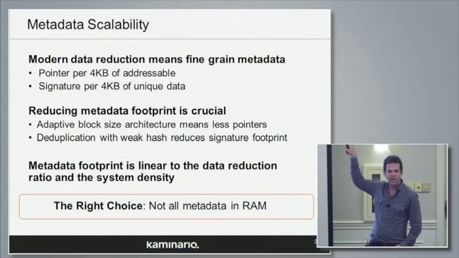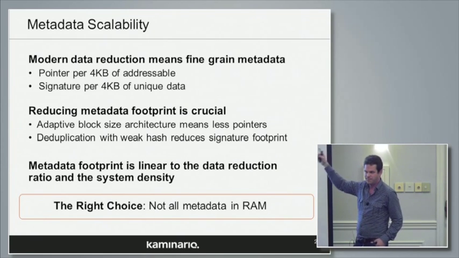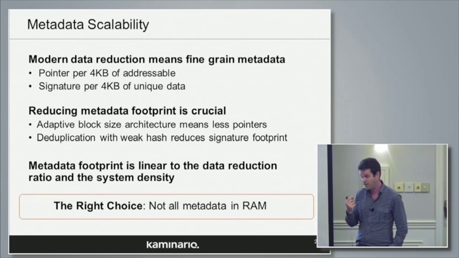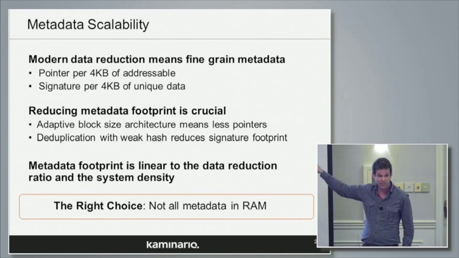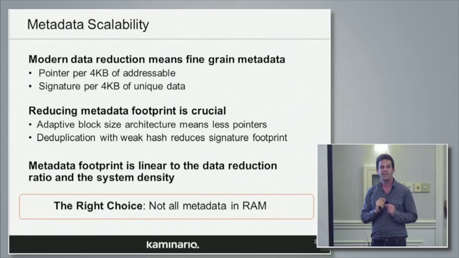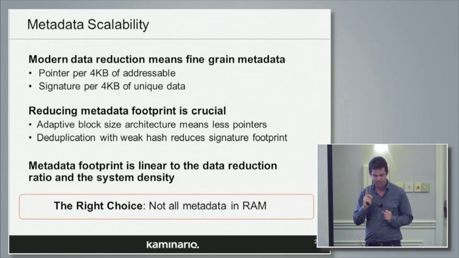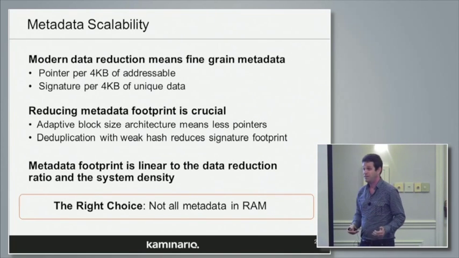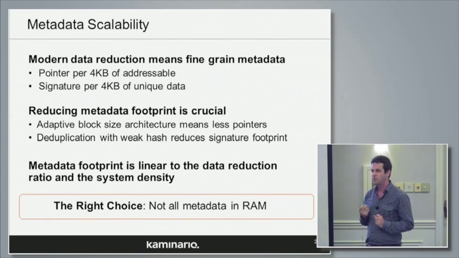I think this is the main challenge of a modern system: how to manage the metadata. Because with a system that supports efficient data reduction that can find deduplication matches of 4K, you need a pointer for each 4K of addressable data, and you need a signature for each 4K of unique data. Is it clear? Good. And it means tons of metadata. And we did a few things in the architecture to reduce the metadata footprint.